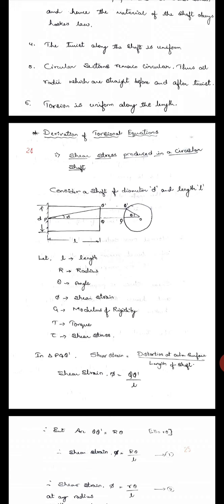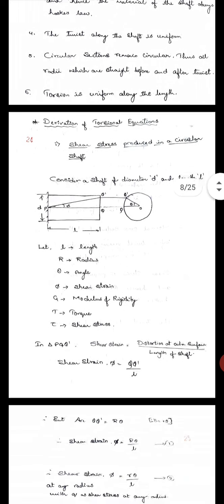Let L be the length, R is the radius of the shaft, D is the diameter of the shaft, theta is the angle of twist, phi is the shear strain, capital G is the modulus of rigidity, T is the torque that is applied, tau is the shear stress produced.